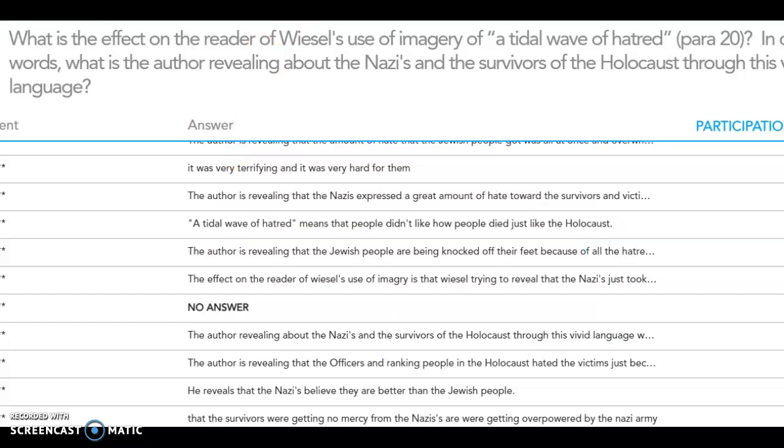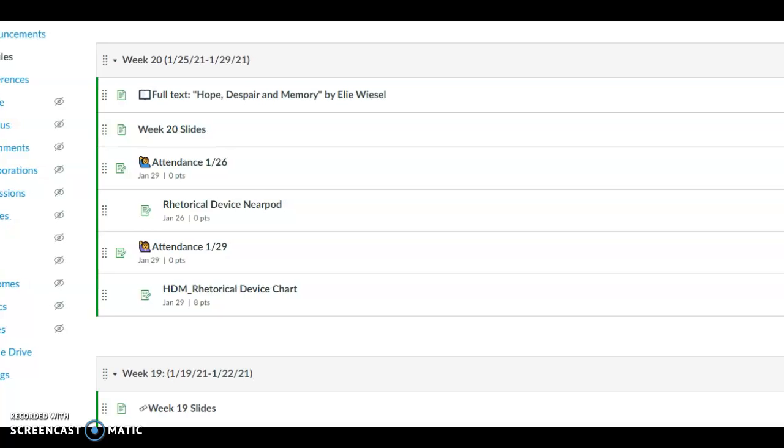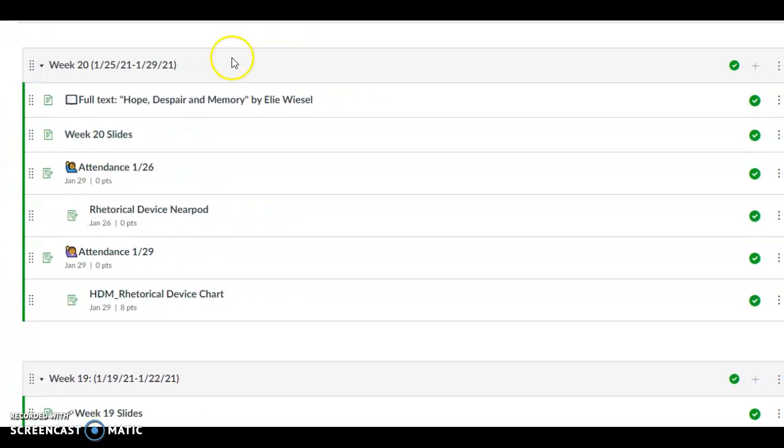So today what you're going to be doing is similar. So you'll need to come over to the rhetorical device chart. This is in week 20 for 3BD. It's in week 21 for 1AC just because of how the schedule has gotten a little off due to those AC asynchronous classes. But you're going to find that HDM rhetorical device chart and open that.